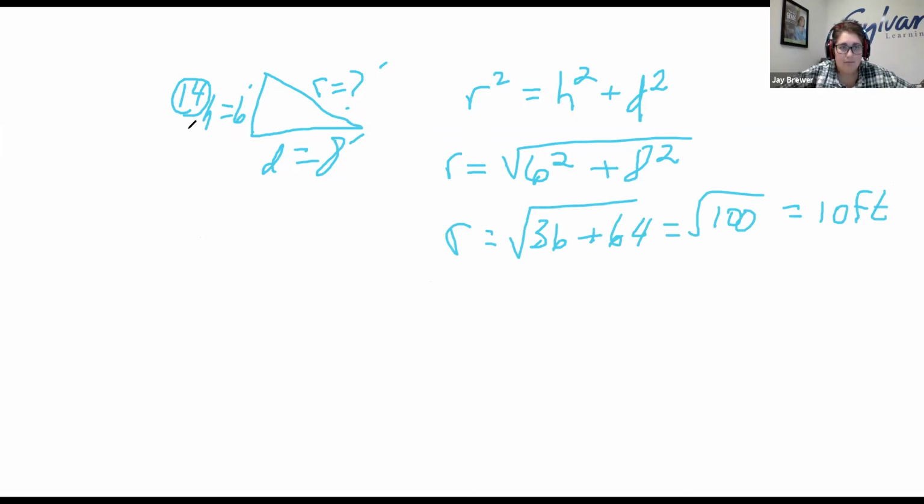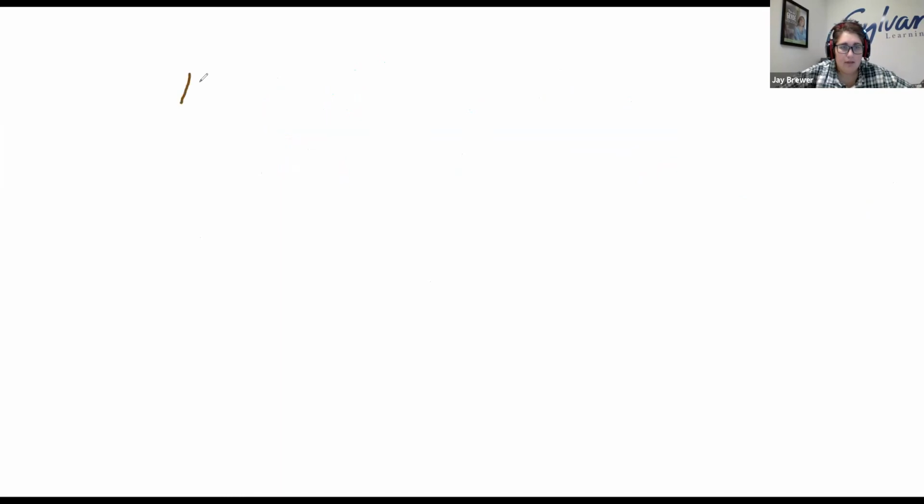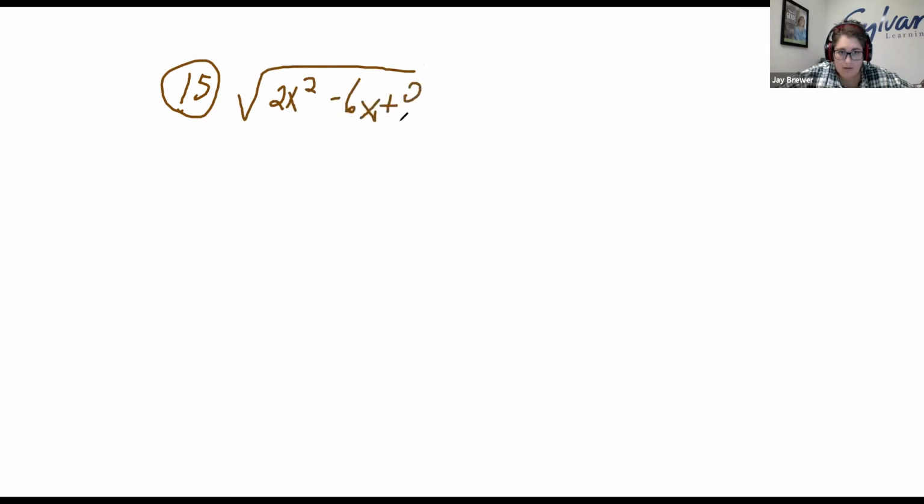Again, if I am going too fast, let me know, but you will also have the video. Okay, so number 15, we have the square root of 2x squared minus 6x plus 8 is equal to x plus 1.